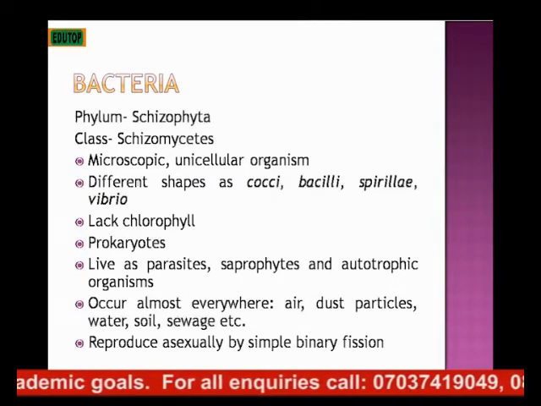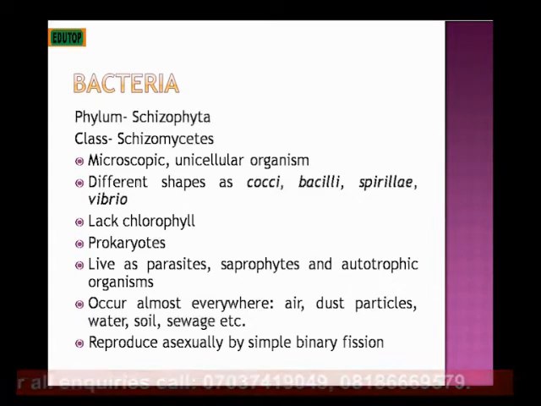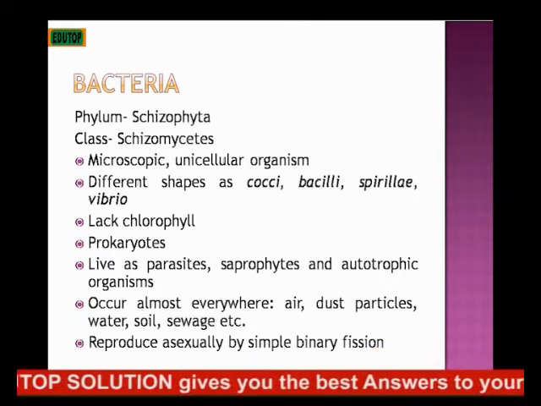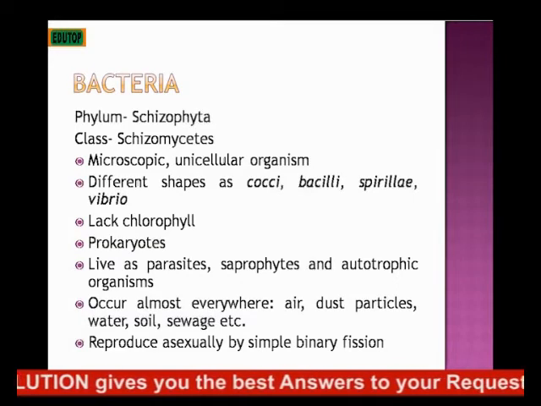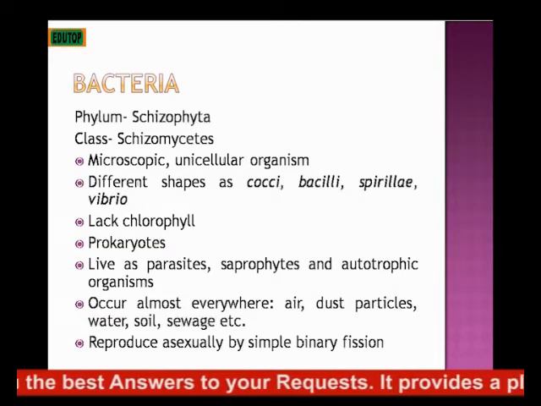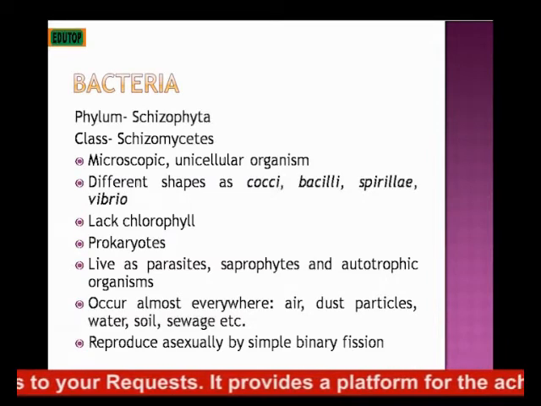You have the cocci. That's the roundish, circular, or spherical shaped bacteria. Then you have the bacilli. They are the rod-shaped bacteria. We call them the bacilli. Then you have the spirilla, which have a spiral shape. Then you have the vibrio. So those are the different shapes.